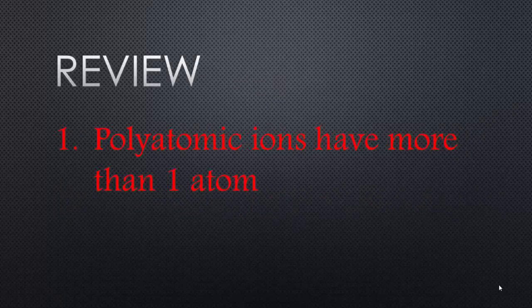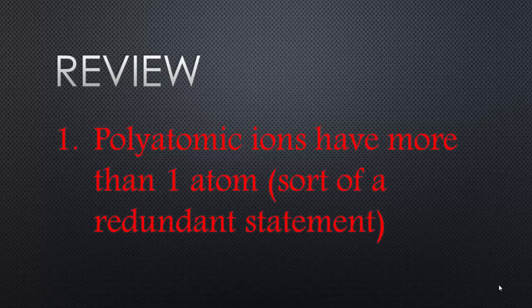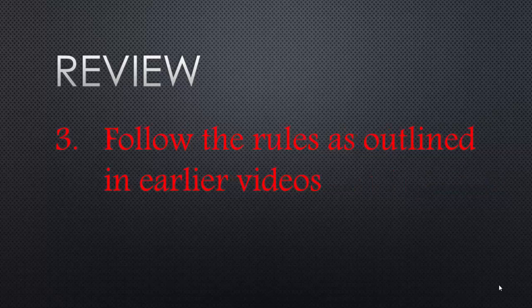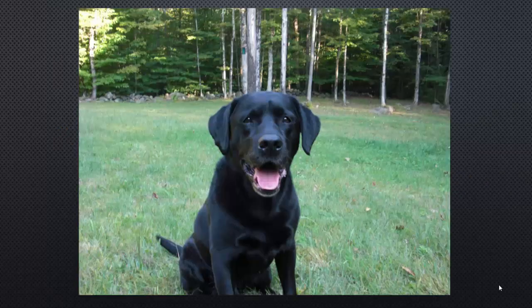So to review, polyatomic ions have more than one atom, which is sort of a redundant statement since poly means many. The atoms in a polyatomic ion are superglued together. They don't break apart. You're going to follow the rules as outlined in earlier videos for this section. Do not use prefixes. Make sure the charges are balanced, and then we can move on to the last video of this section, which is to name binary covalent compounds.